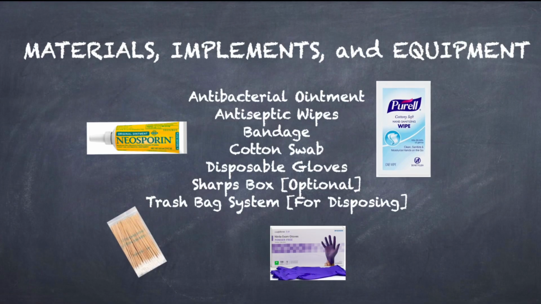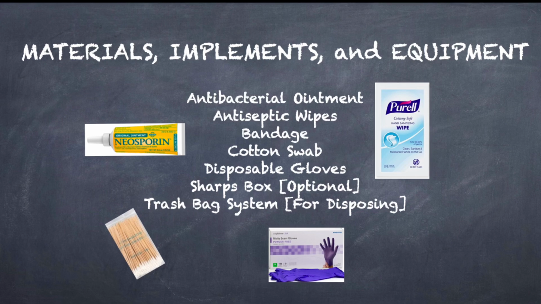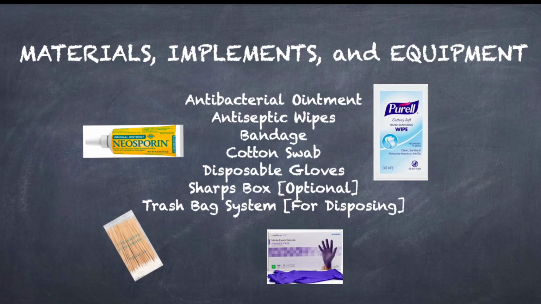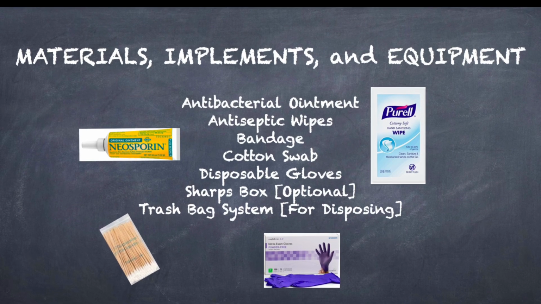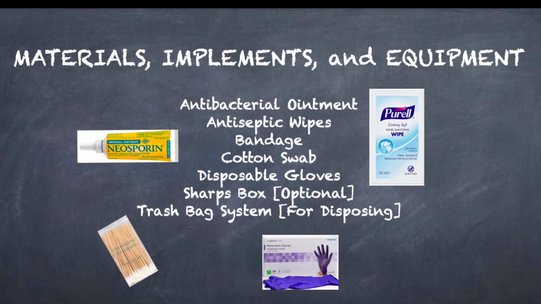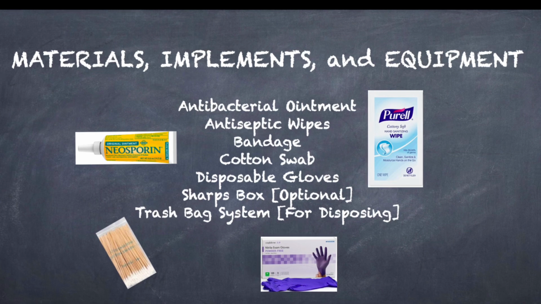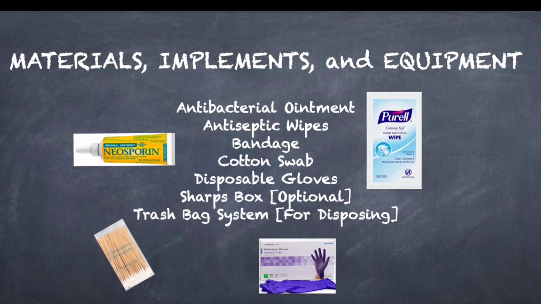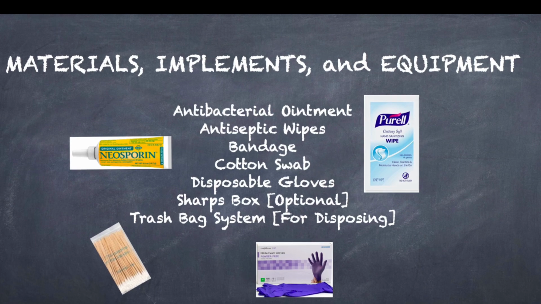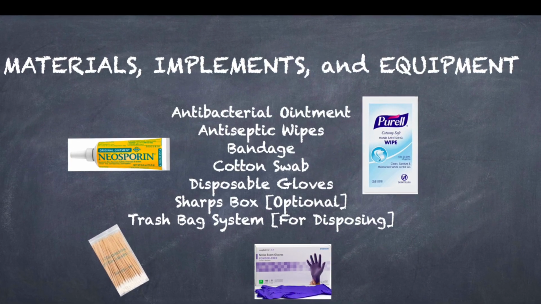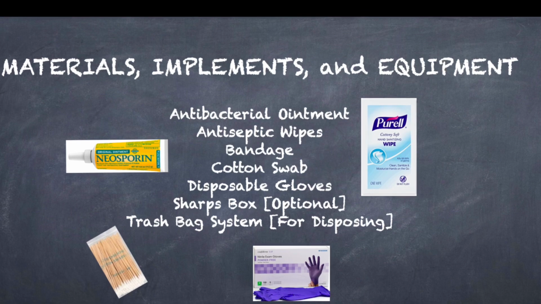To begin an incident exposure, let's identify the materials, implements, and equipment needed to complete an incident exposure. And they are antibacterial ointment, antiseptic wipes, adhesive bandages, cotton swabs, disposable gloves, a sharps box, which is optional, and finally trash bag systems for disposing of all items.